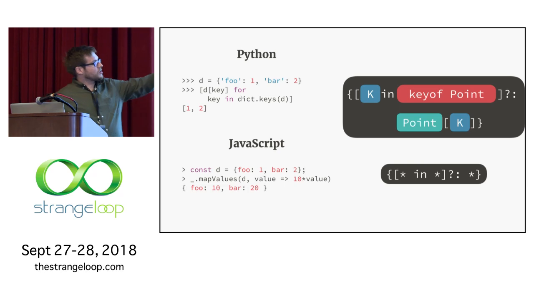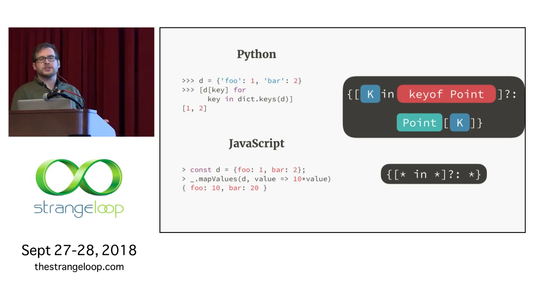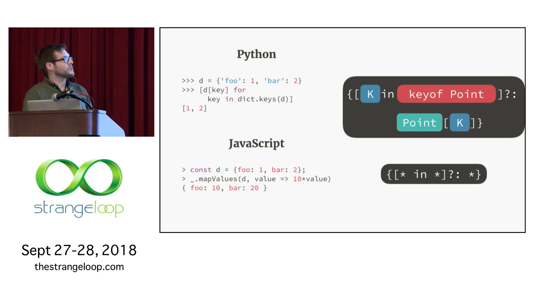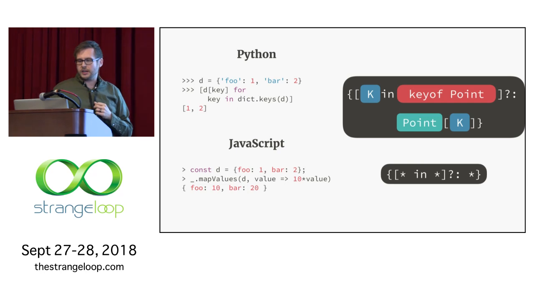And then this subscript syntax, point subscript k, works the same way in the type system that it does in regular JavaScript. So namely, at the value level, we can subscript an object with a string to get the value associated with that string in the object. We can subscript an object type in the type system with the literal string type to get the corresponding type of that property in the object type.